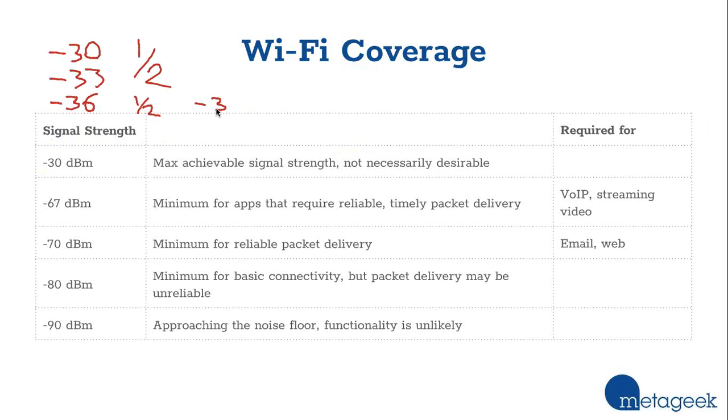If we're at negative 36 dBm and we go up to negative 33 dBm, we just doubled our signal strength. And if we go up to negative 30 dBm, we just doubled our signal strength again. That's called the rule of threes. We go down 3 dB, we cut our signal strength in half. We go up 3 dB, we double our signal strength.